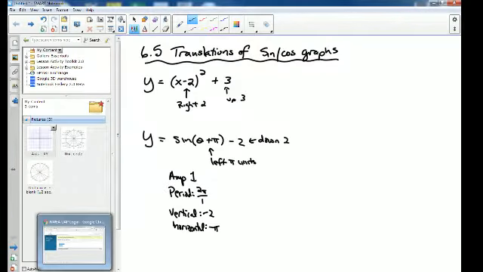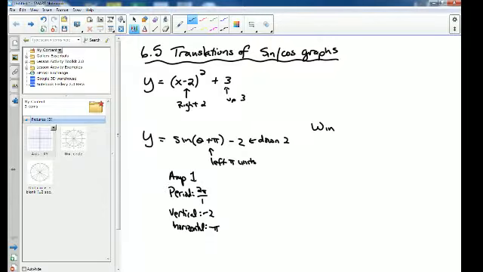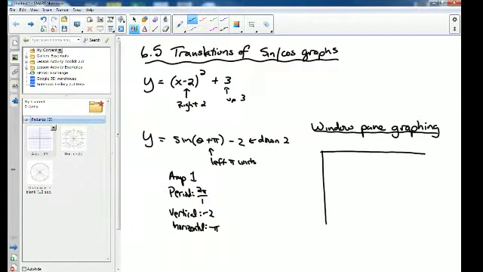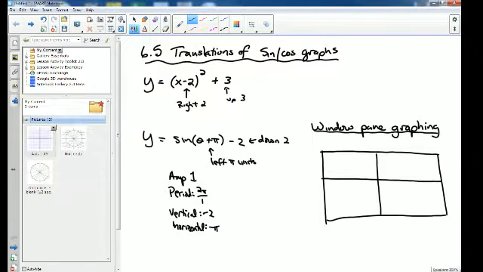Window pane graphing. Some of you might say window pane as in PAIN because it's math. Stand-up comedian. Okay.